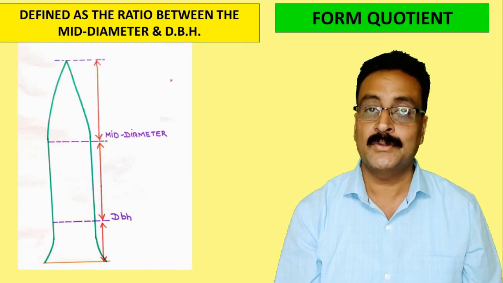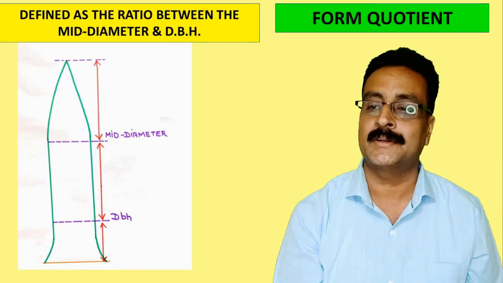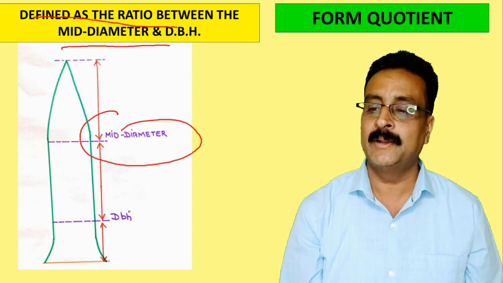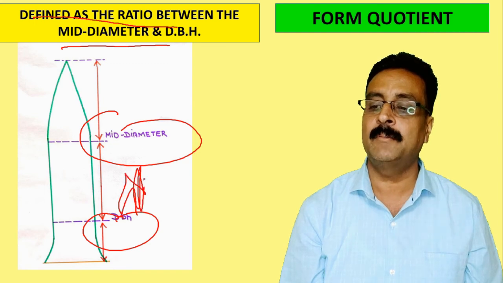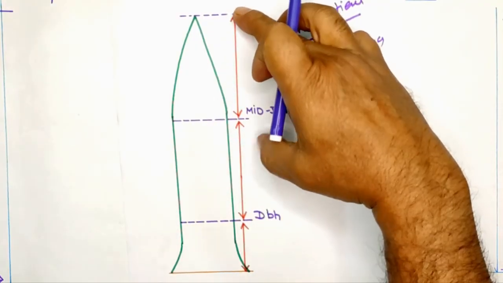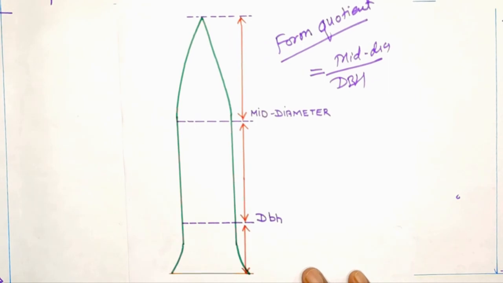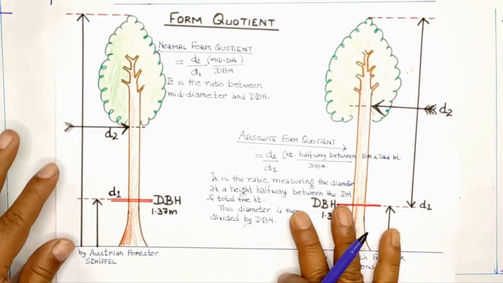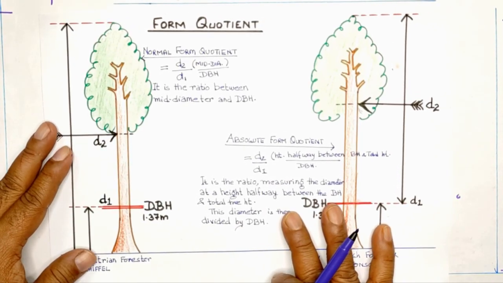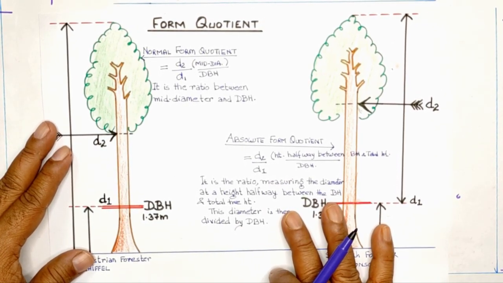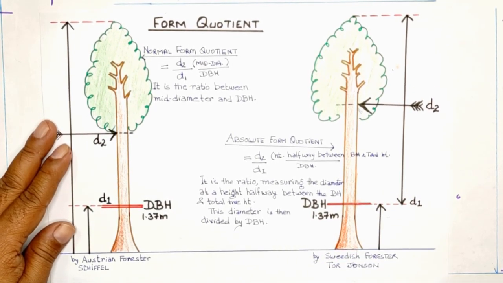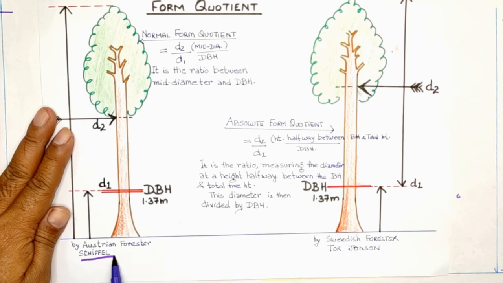Next is form quotient. What is form quotient? Form quotient is defined as the ratio between the mid diameter and the diameter. This is the mid diameter and this is the diameter. Let's understand this nicely. Form quotient has been defined by two foresters. The first is the Australian forester Schiffel, and the other one is the Swedish forester Tor Johnson.